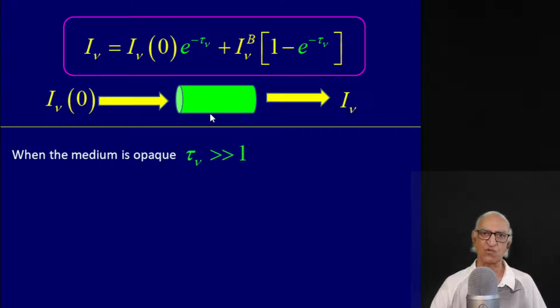This is like a brick wall. The medium is opaque. Therefore, what I will get is only the radiation from this opaque medium, which is at a temperature T. So what do I expect?